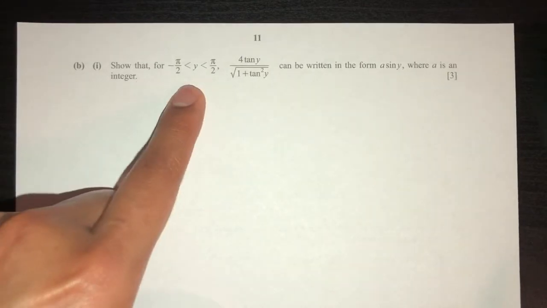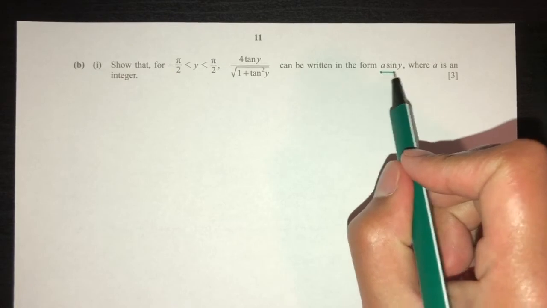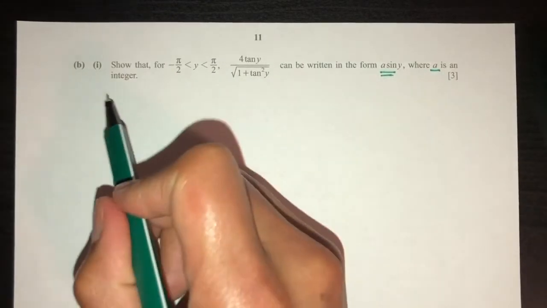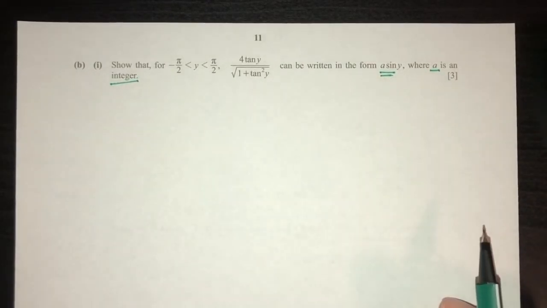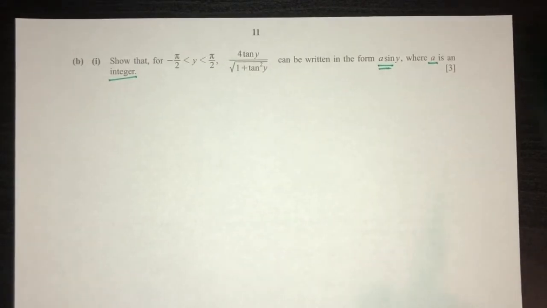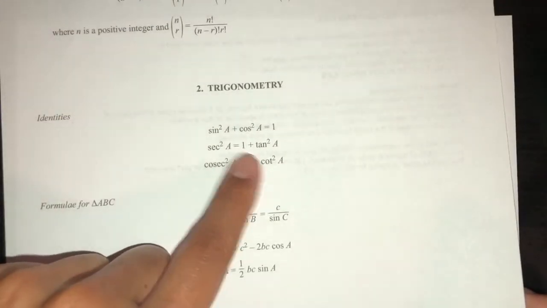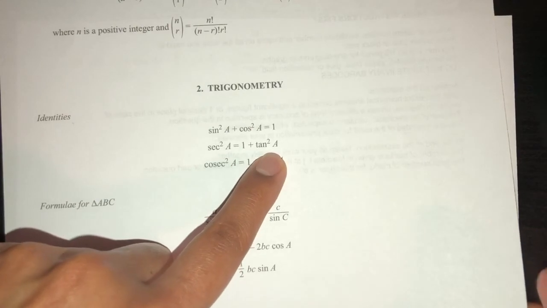Show that this can be written in the form of this, where a is an integer. So let's see how you can simplify this. Let's have a look at your formula sheet. You do have a formula sheet here. Let's see what is 1 plus tan square a. So let's write this down.